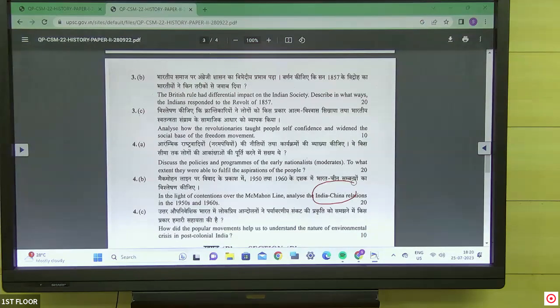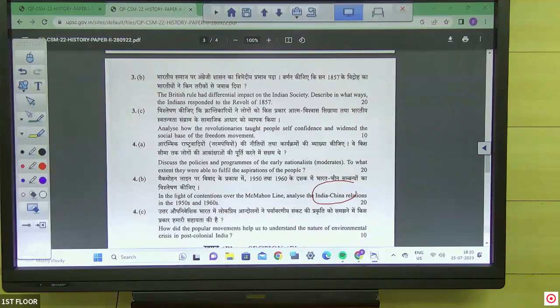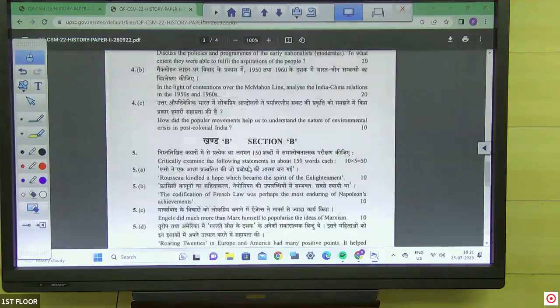Because these things we will discuss in GS itself, not only in modern India. Post-independence is pure GS. For the optional, post-independence is a small topic, but for GS, post-independence is a very big topic. Right? And come to paper five.